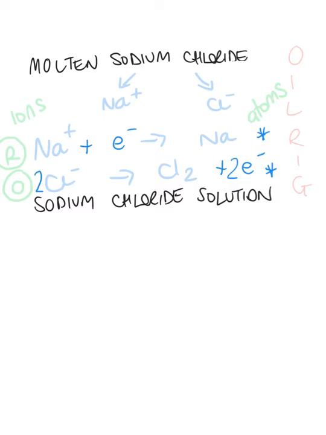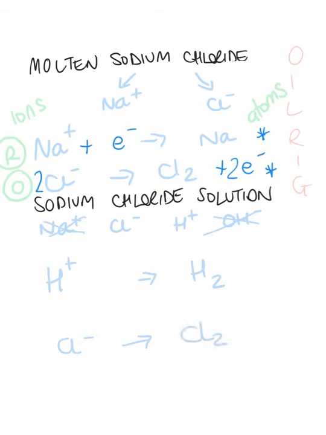Now we look at sodium chloride solution. So we did have all of these ions at play here, and we said using those rules we are only going to write half equations for our chlorine and our hydrogen. I will start with the positive ion this time. So we're going to have H plus, and it's going to turn into H2. We are going to have Cl minus, and it is going to turn into Cl2.